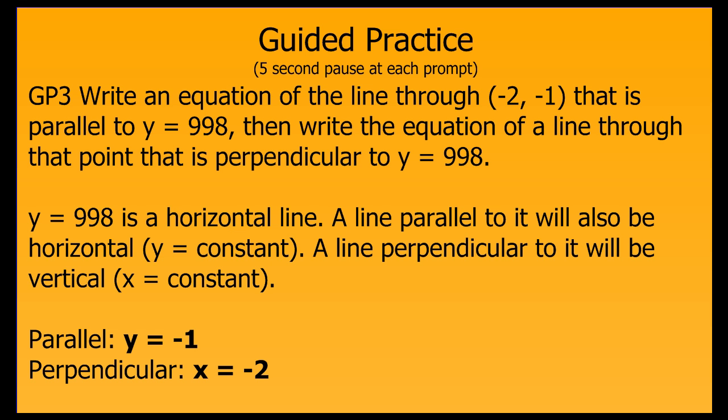Now we can write our equations. A parallel line through -2, -1 will have an equation of y equals -1. And a perpendicular line through that point will have an equation of x equals -2.